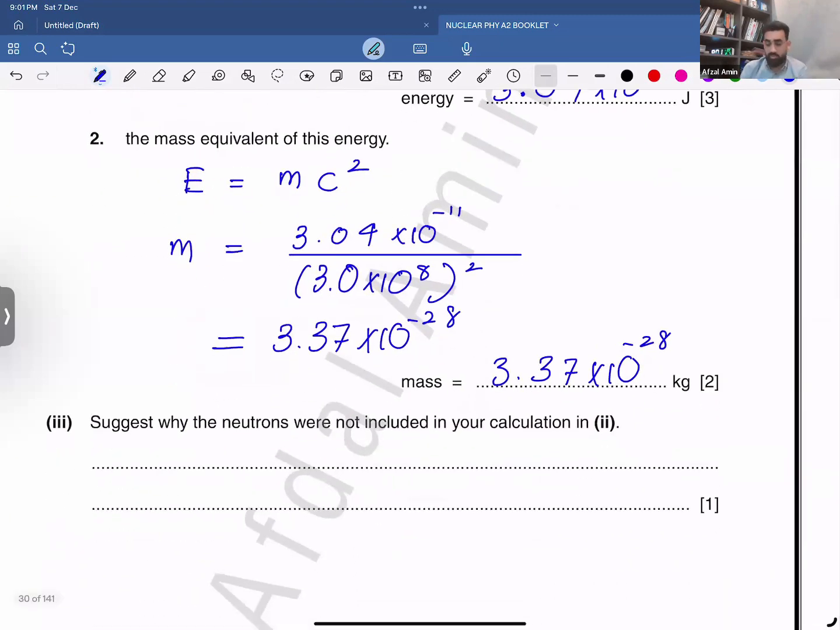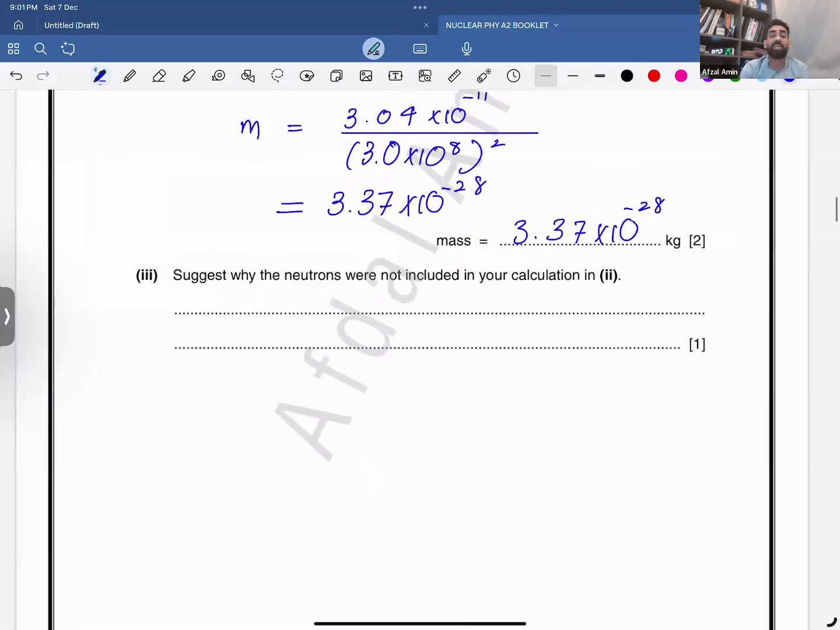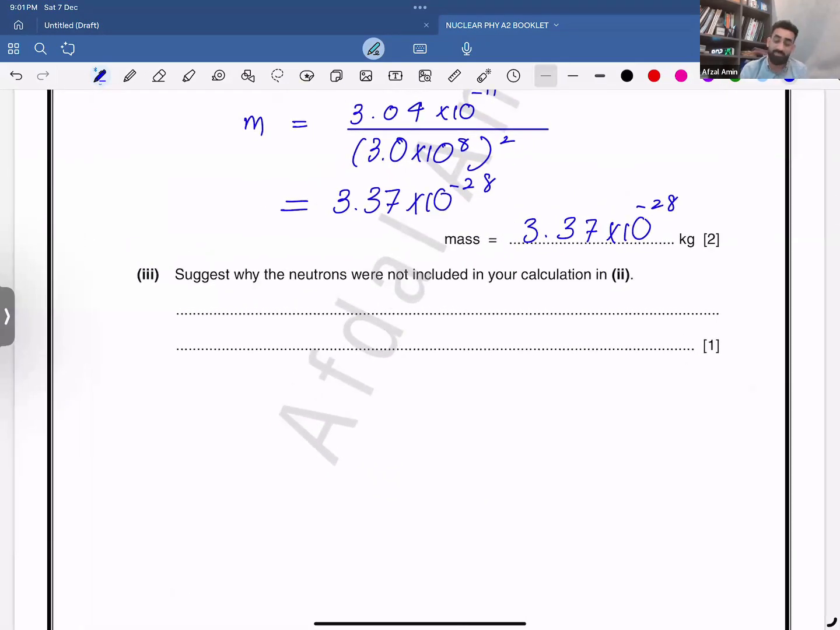Why neutrons were not included? It doesn't require a binding energy, yes? It's a single particle. Yes or no? They don't have binding energy.